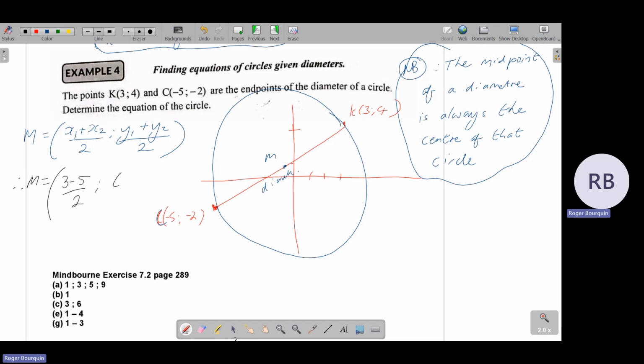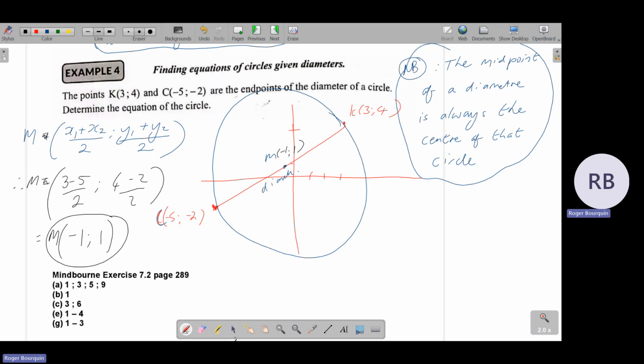The x value is -1. And then the other value is 1. -1 and 1. Correct. Yes. So M is (-1, 1).